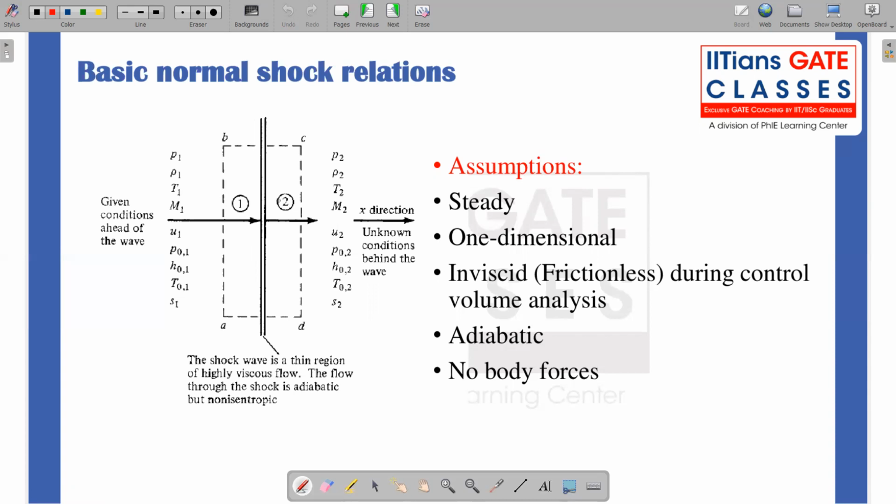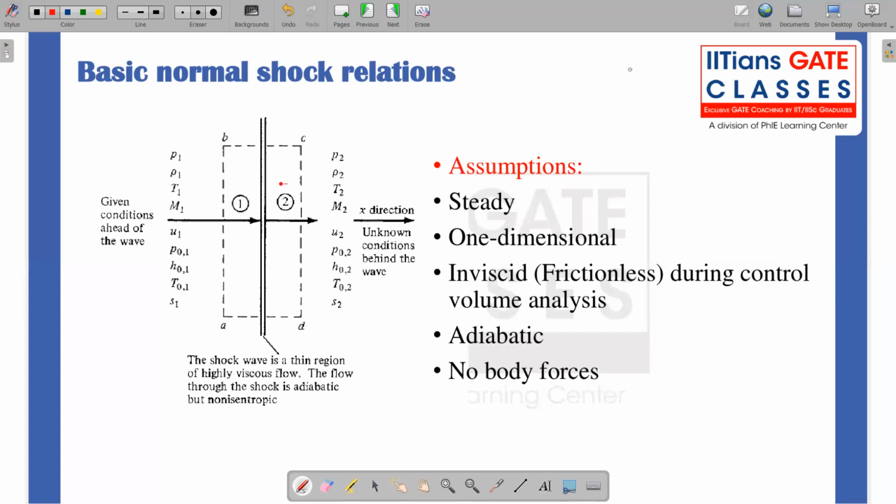And whatever is upstream to this one, we call it state 1, and whatever is downstream to that one, we call it state 2. So from here onwards we will do the analysis. Okay, so what are the assumptions we are going to take when we derive the normal shock relations?